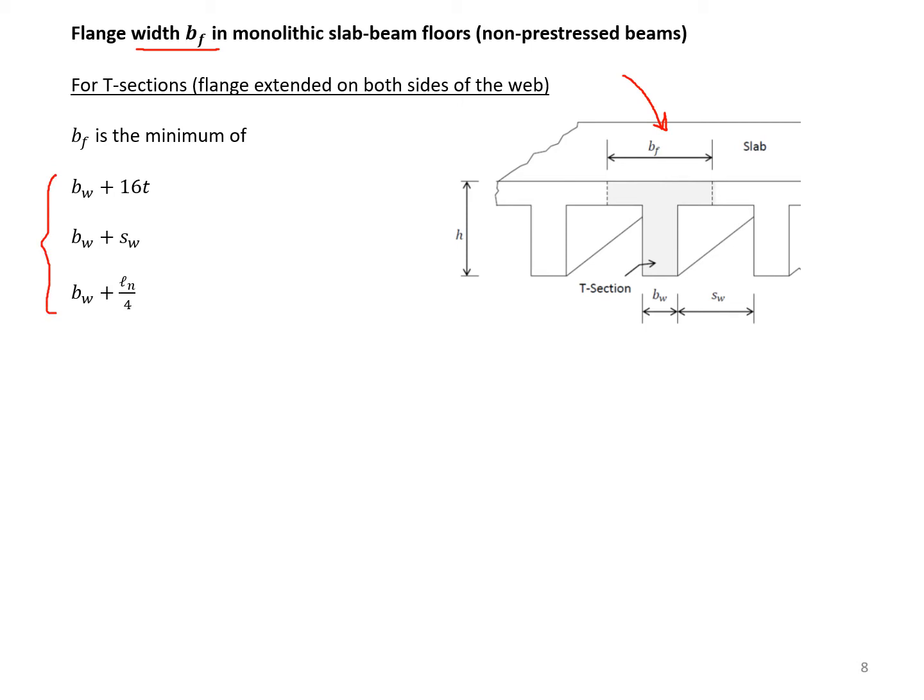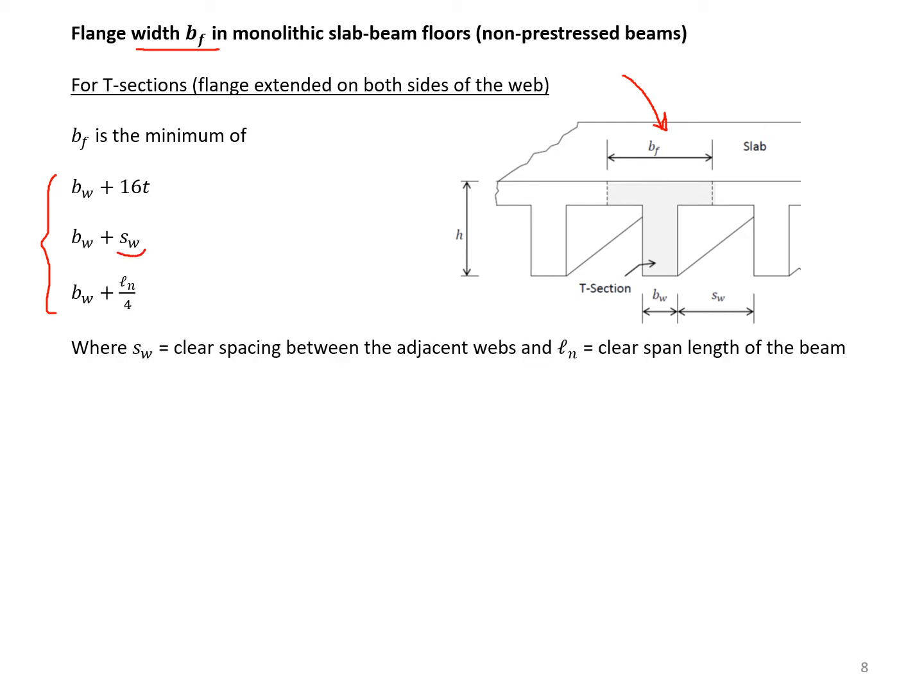BW plus 16 times the thickness of the slab, BW plus SW, BW plus ln over 4, where SW, as we said before, is a clear spacing between the adjacent webs, and ln is a clear span length of the beam. Remember that the span is in the third direction. ln is a clear span. In other words, it is a distance from the face of one support to the face of the other support.